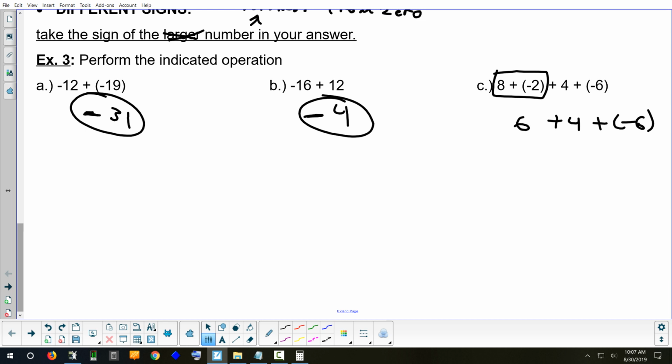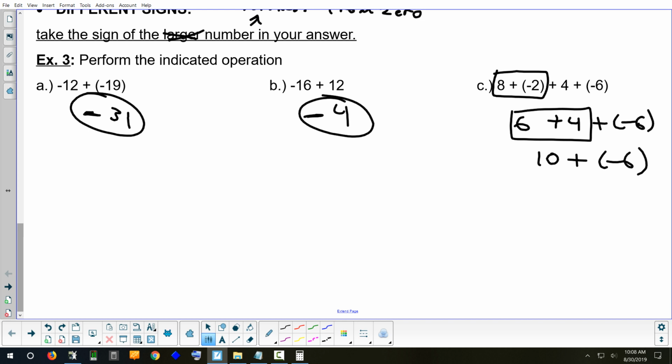All right, now we're going to deal with this part. 6 plus 4. 10, right? Easy one. Positive, same sign. Positive plus positive, you get a positive. 10 plus negative 6. 4. Yeah, 4, right? Adding numbers.